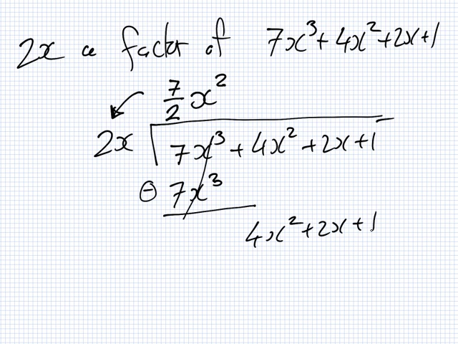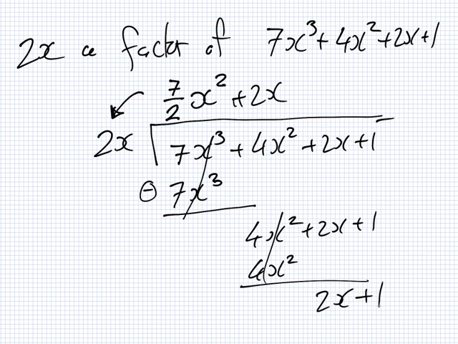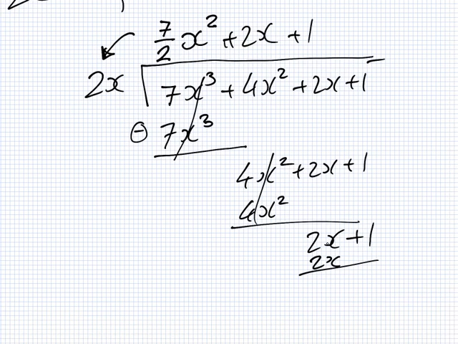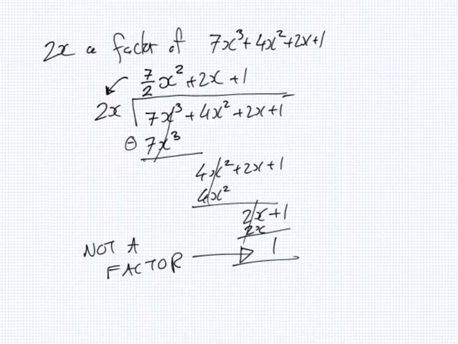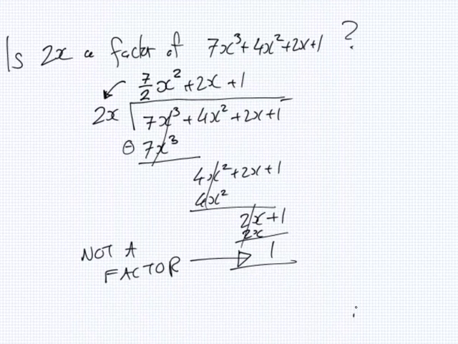Okay, this is a little bit better now. What do we multiply 2x by to make it 4x squared? 2x. I'm going too fast. Right. 2x times 2x, 4x squared. Subtract, now I'm left with 2x. What do I multiply 2x by to make 2x? 1. 1 times 2x is 2x. Subtracting, I'm left with 1. So not a factor. Is it a factor? And the answer is no.